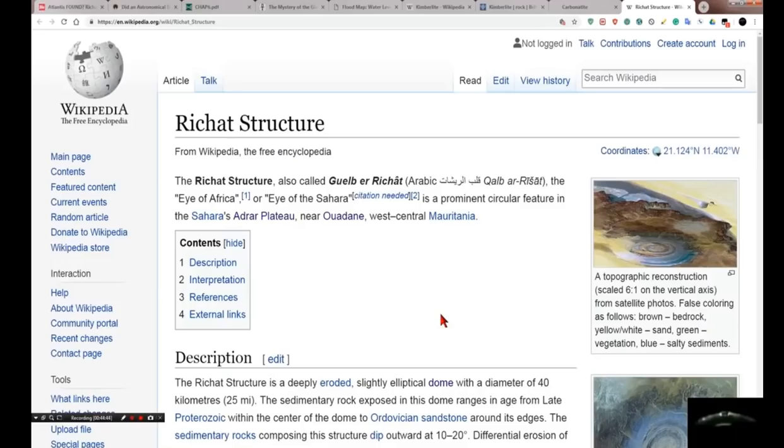And for facts and figures, you can come over here to Richat Structure and Wikipedia. It's got some interesting stuff, you know, just general facts.